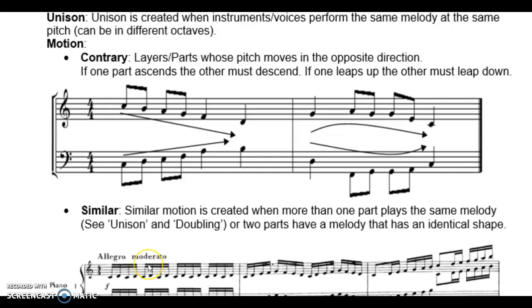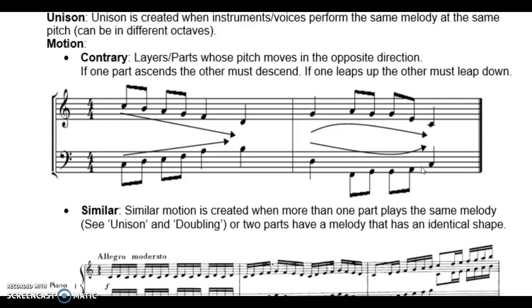At unison, you understand that now, and now we go to motion. Contrary motion, we have different layers or parts whose pitch moves in the opposite direction. So if I added a piano section here, you will see that the one ascends, and then the other one must descend. If one leaps up, the other one must leap down, and that is contrary motion.